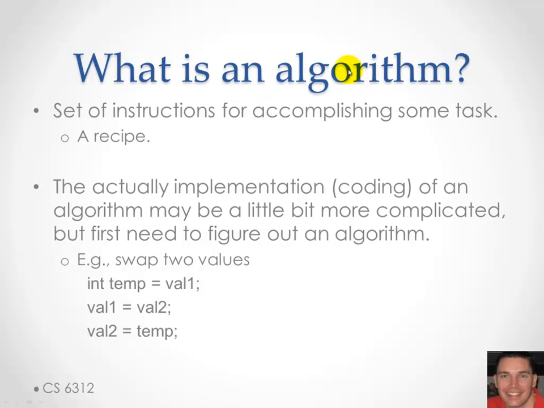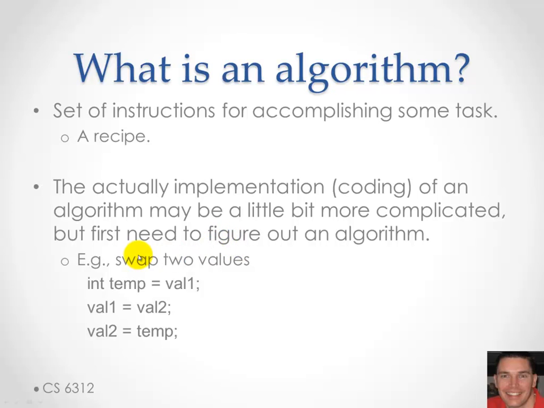Here's this word algorithm. So what in the world is an algorithm? It's just a set of instructions for accomplishing some task. You can think of it like a recipe. Please note that we may have an algorithm like we've had on the previous slide, which is very easy to state in English, but it may be a little bit more complicated to actually do that in code.